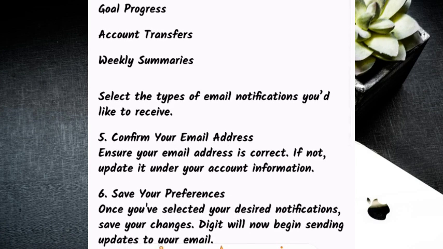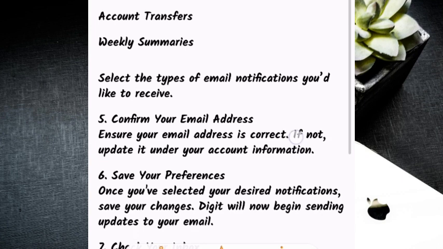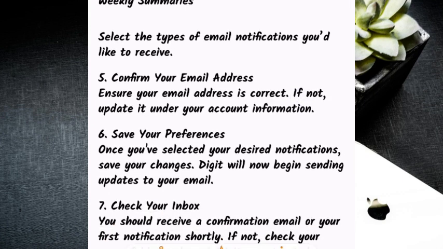Then confirm your email address. Ensure that your email address is correct. If not, you can update it under your account information. Once that's done, save your preference. So once you've selected your desired notification, save your changes, and Digit will now begin sending updates to your email.